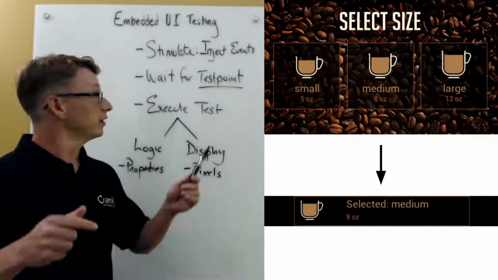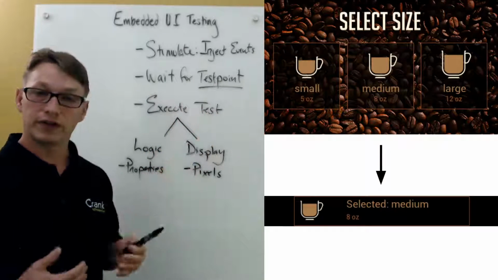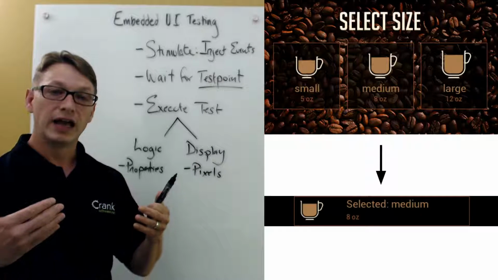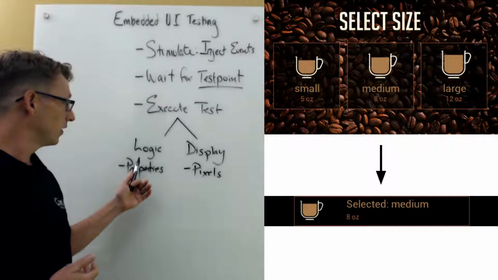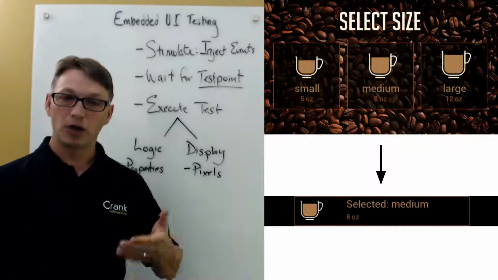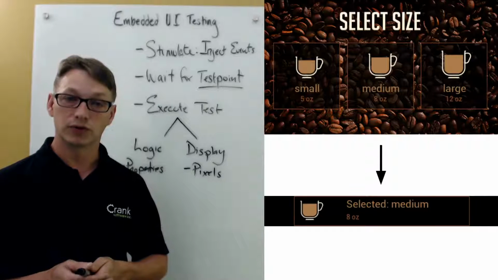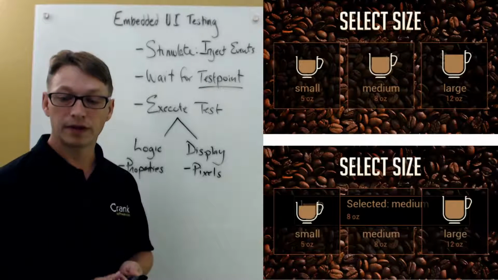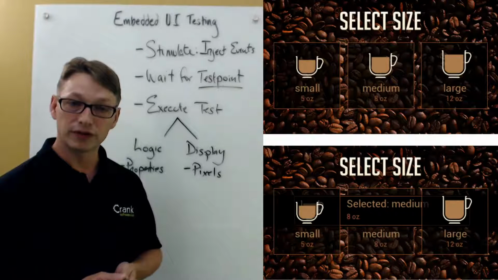I'd like to push the button, that's my inject. I'd like to wait for the test point. I'd like to wait for the UI to react to that. And when the UI has reacted to that, then I would like to validate that this pop-up is now visible, right? That the user is able to see it. So this is what that test point might actually result in.